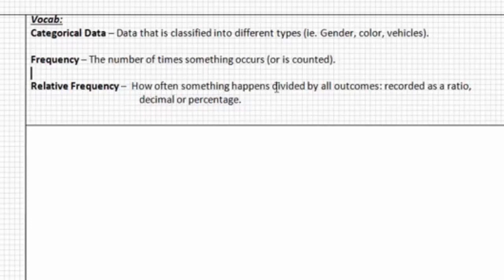We could divide that, turn that into a decimal, or we can multiply that decimal by 100 and turn it into a percentage. So the relative frequency is once you've done some calculations to show the ratio, the decimal, or the percentage of how often one thing happens compared to all of the outcomes you were taking into account in your data.